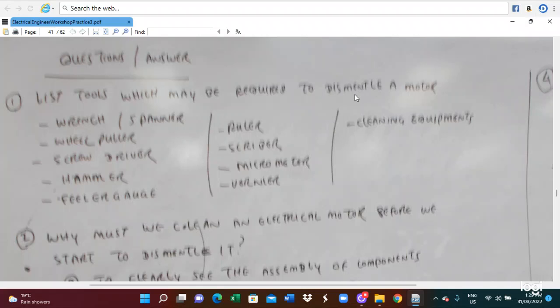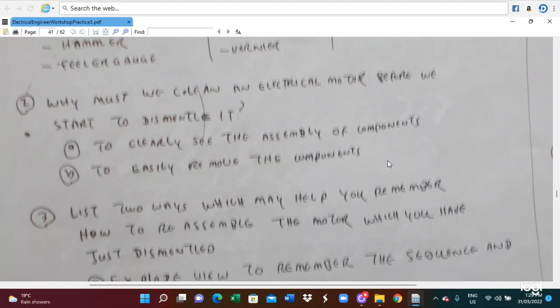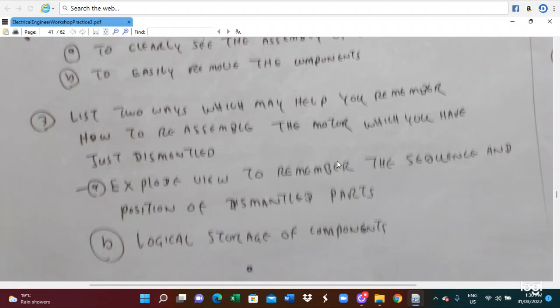So here is the list of tools required for the dismantle. You need a wrench, spanner, wheel puller, screwdriver, hammer, feeler gauge, ruler, driver, micrometer, vernier, and also cleaning equipment. Why must we clean the electrical motor? In this case, to clearly see the assembly components or to easily remove the components. These two ways will help you remember how to reassemble the motor which you have just dismantled. So we have to draw the logical storage of equipment. Also, you have to follow the exploded view.